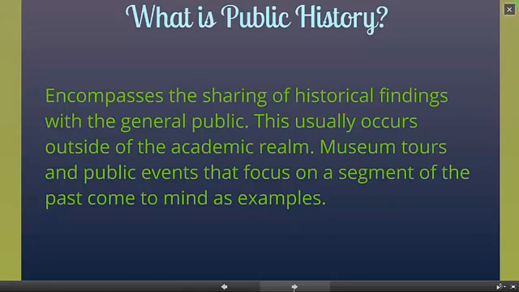Museum tours and public events that focus on a segment of the past come to mind as examples. So that's public history. When the National Park Service creates historical tours or something like that, that's public history. When somebody has cataloged a cemetery and then written something about the cemetery for most everyone else to understand, that's public history. Right? So it's just history presented in a format that the general public can understand.